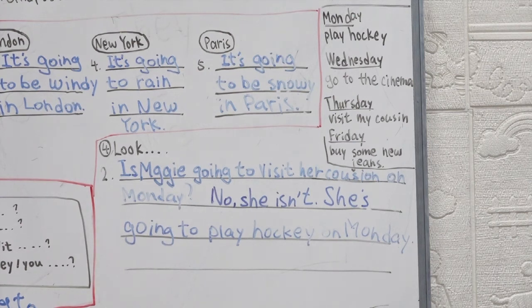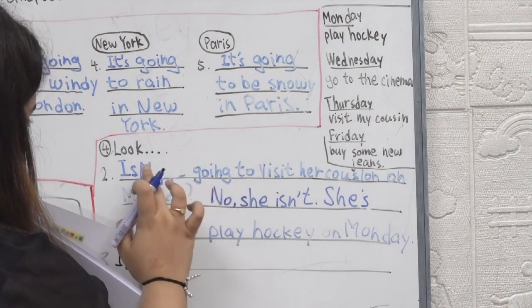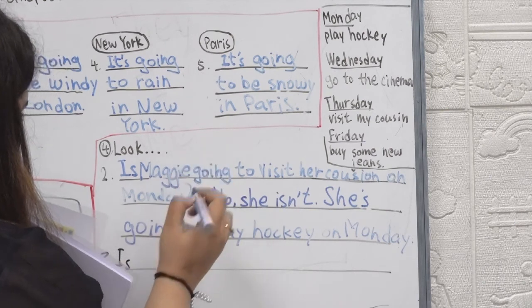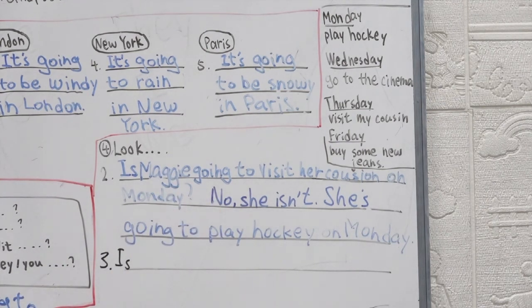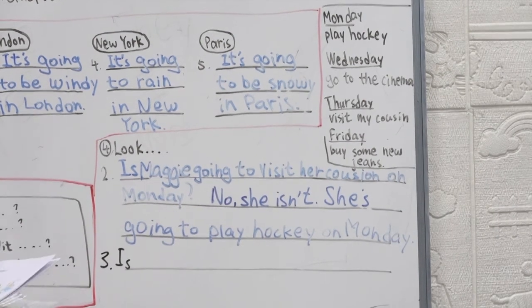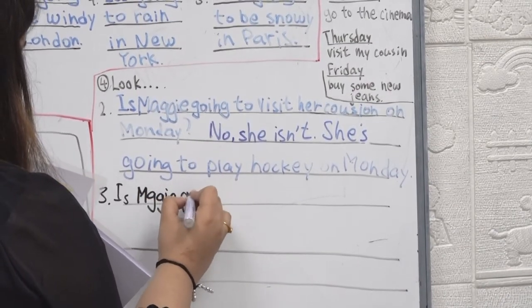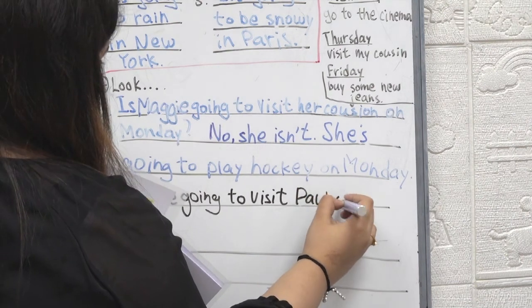All right, let's do number 3 together. Number 3, you will see the words visit Paul Friday. Oh, sorry, the spelling of Maggie is wrong here. Is Maggie going to visit her cousin on Monday? No, she isn't. She's going to play hockey on Monday. Okay, keep going on 3. Is Maggie going to visit Paul on Friday?